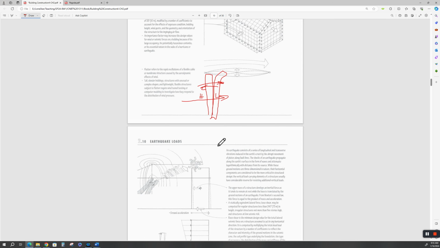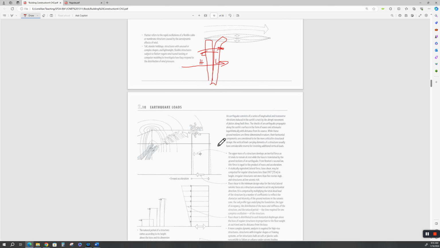Earthquakes, man, your mileage is going to vary. What kind of earthquake is it? Is it an up and down shake? Is it a horizontal shake? Depends on what the plate tectonics do. He talks about longitudinal and transverse vibrations. All right, you've got engineers that specialize in earthquake design.